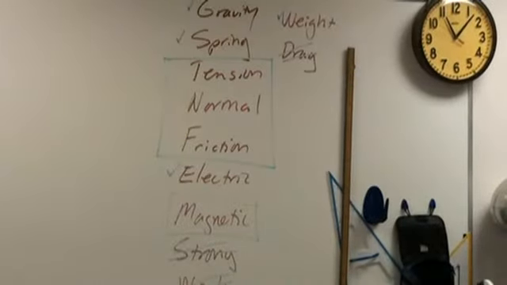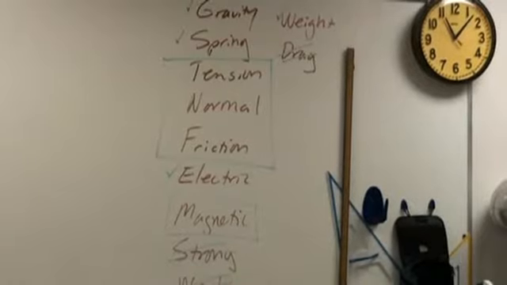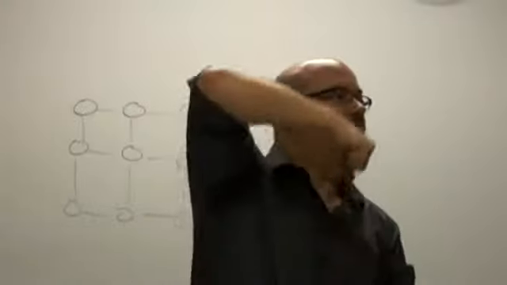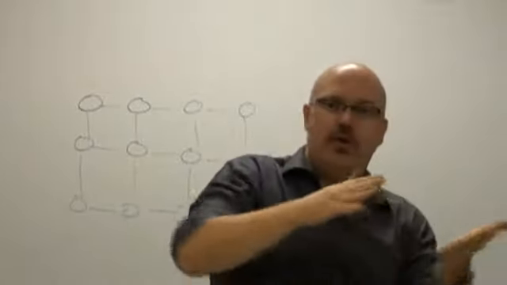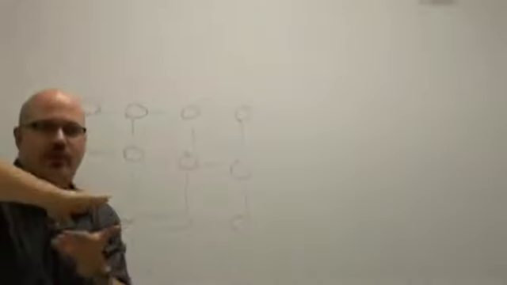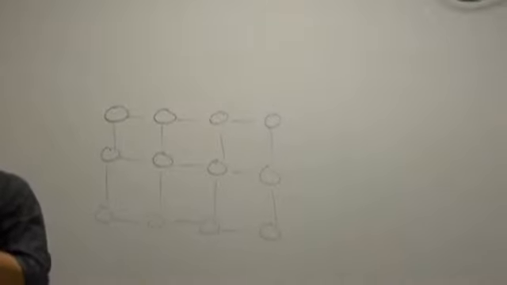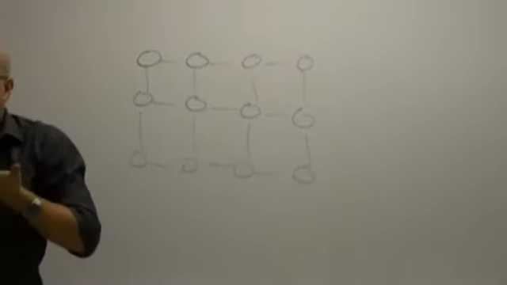Normal is like compression. Tension is like pulling apart. And friction is like what we call shear. Shear is when you try to kind of rip them past each other sideways.